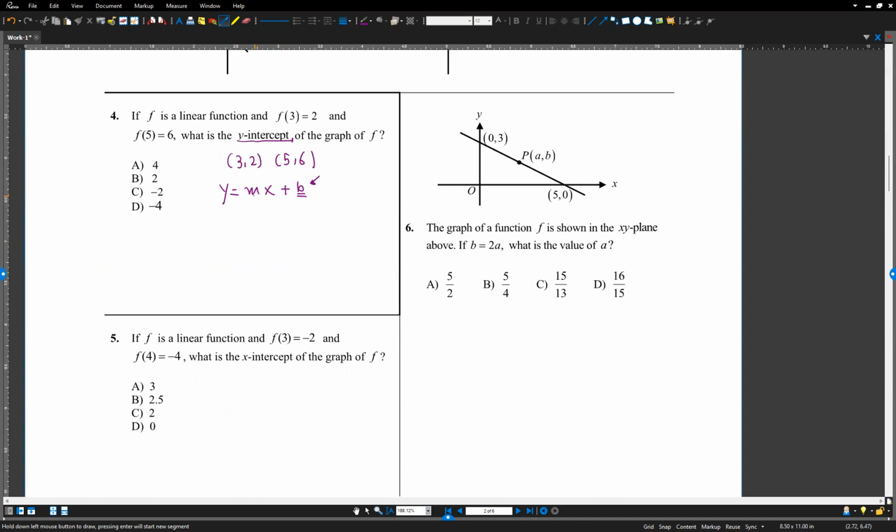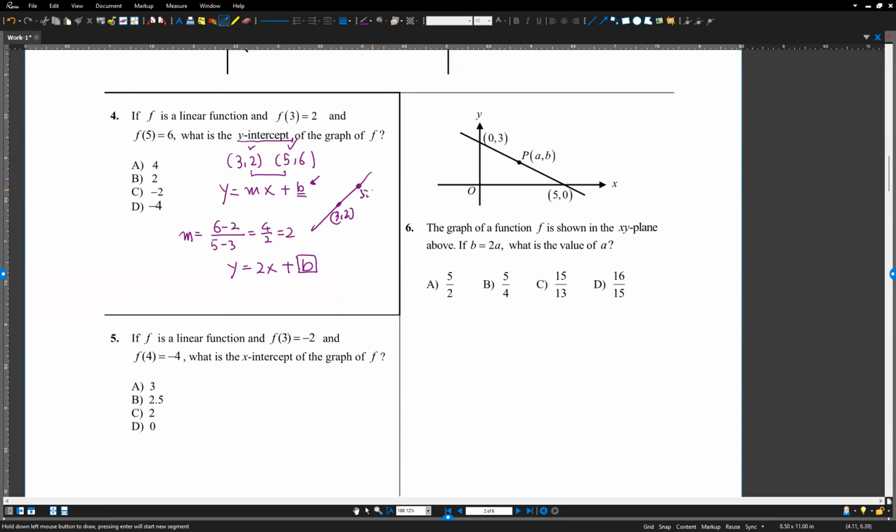This equation displays the y-intercept. So how can you find m? Between these two points, you can find m. y2 minus y1, but we need to divide by the difference of x. 5 minus 3. This is 4 over 2 equals 2. So the equation is y equals 2x plus b. But how can you find b? You can use either point, because these two points are on the same line.